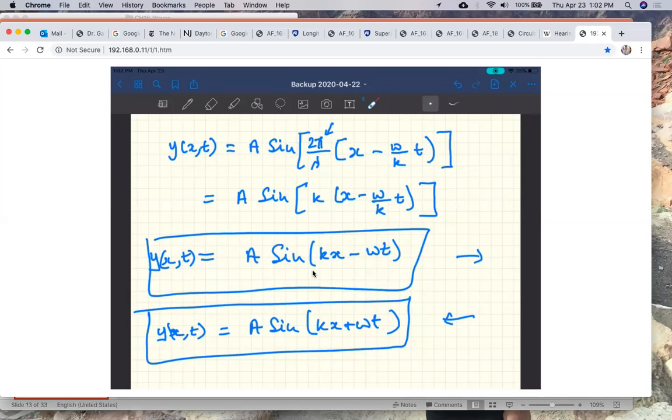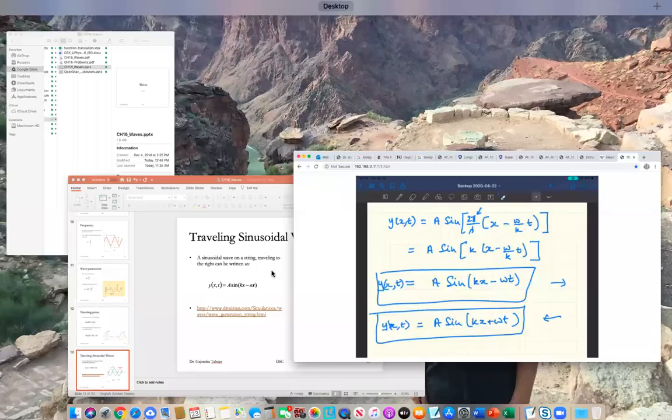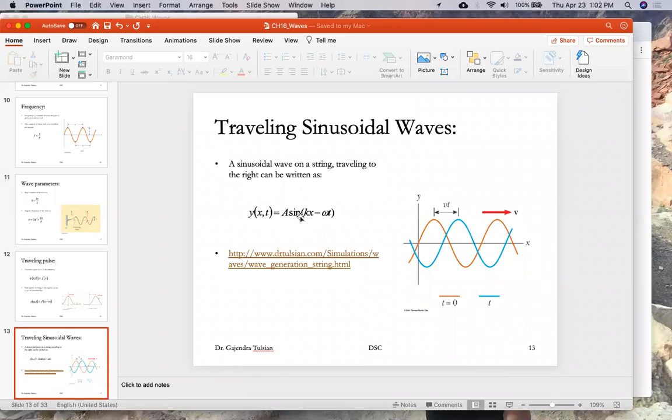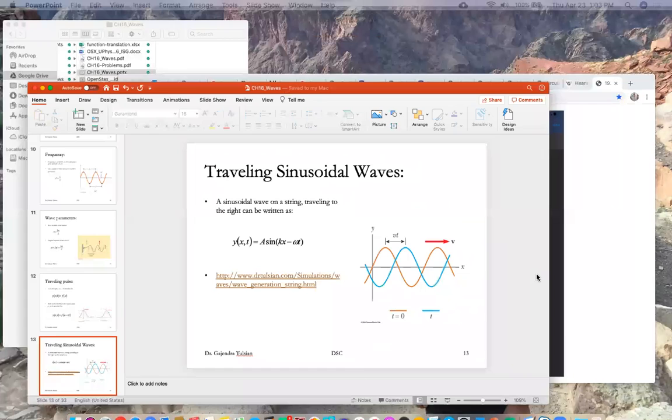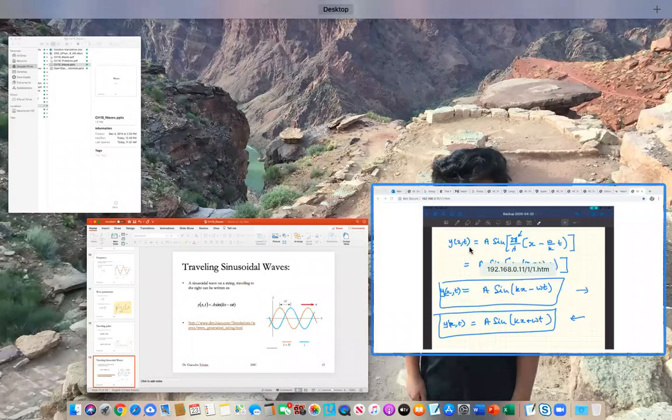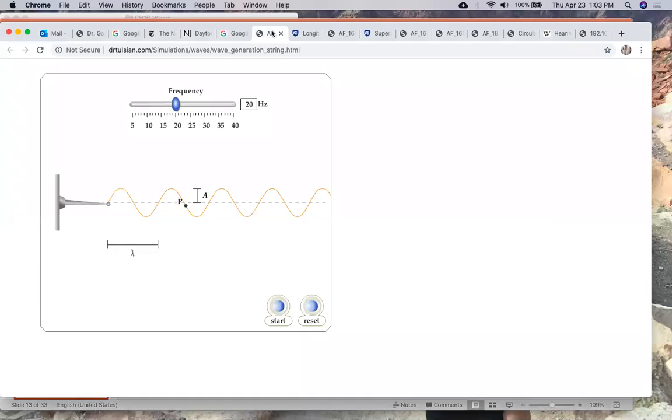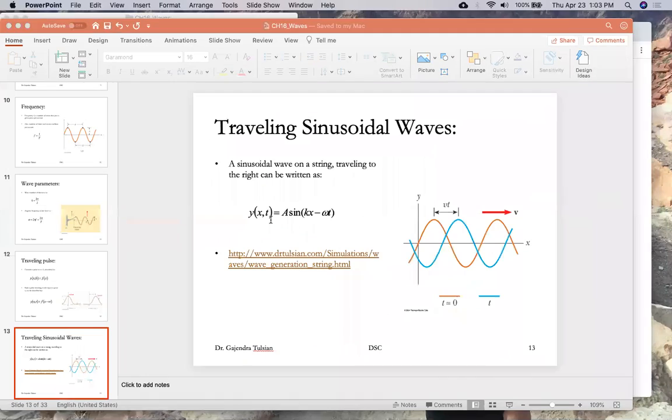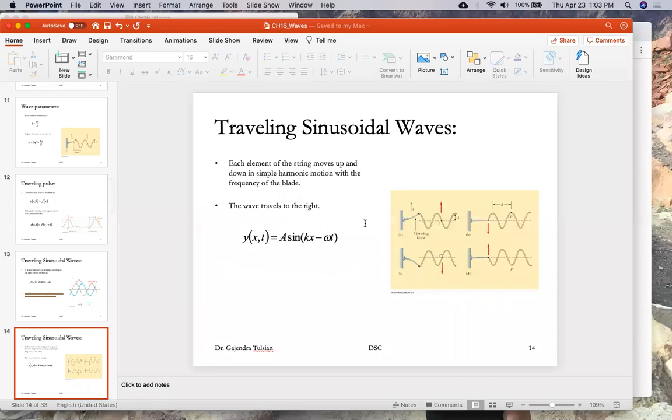Okay. And that's what you're seeing here. So here's a sine wave traveling to the right. Okay. So what we have achieved is, this complicated looking thing, we have learned to express in mathematical form. And that is given by this expression. Okay, so that's what we've learned. Okay, so this is the wave traveling to the right.